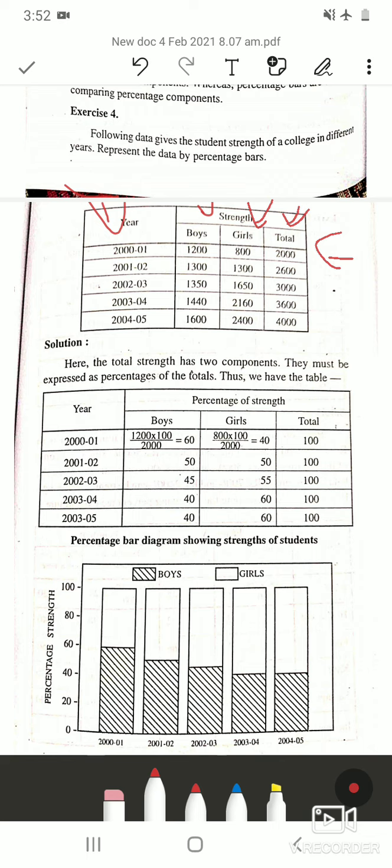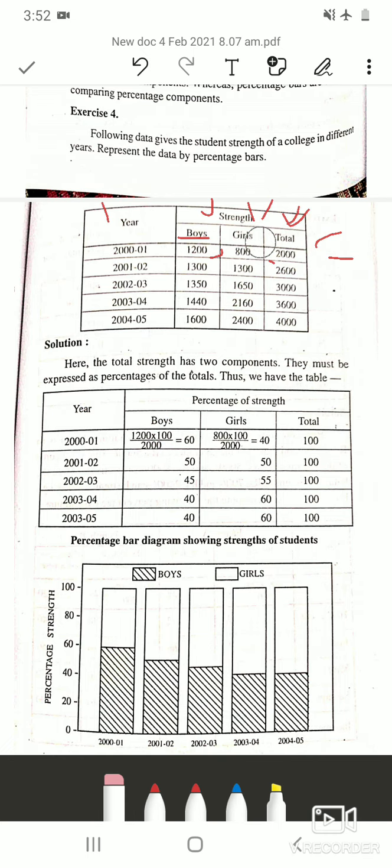So we will make a table. The first column is year. This is the percentage of strength. So to get the percentage of boys, it is whatever value is given divided by the total, into 100. So into 100 because we want it in terms of percentage.